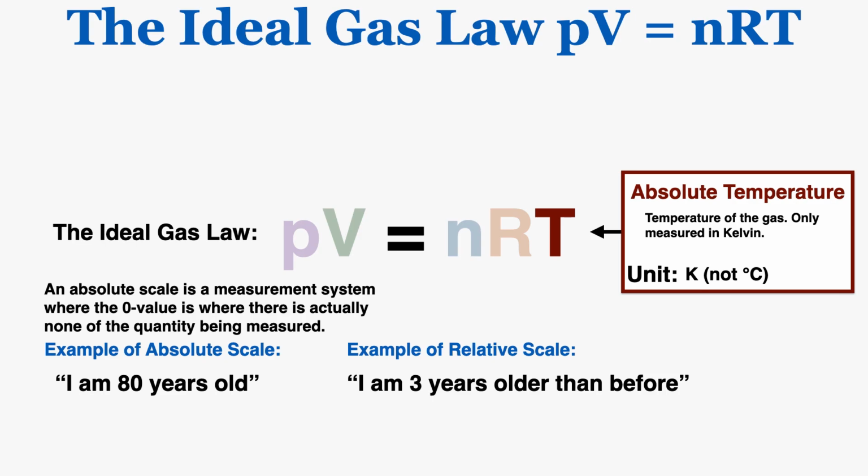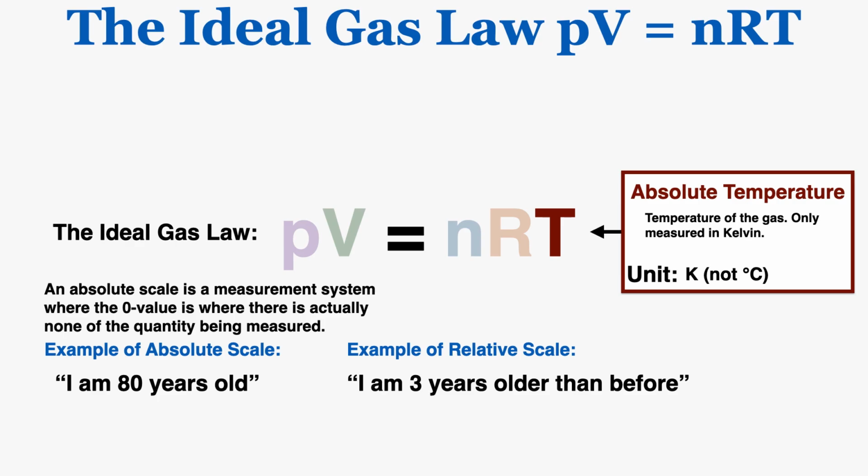An absolute scale is a measurement system where the zero value is where there is actually none of the quantity being measured. So as an example of an absolute scale, if I said I am 80 years old, that means I am 80 years away from being 0 years old, from having no age at all. So that would be an absolute scale because the 0 point on that scale is where I actually have none of the thing being measured.